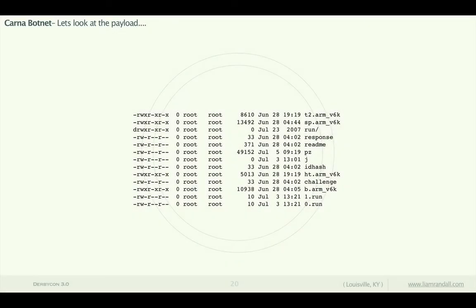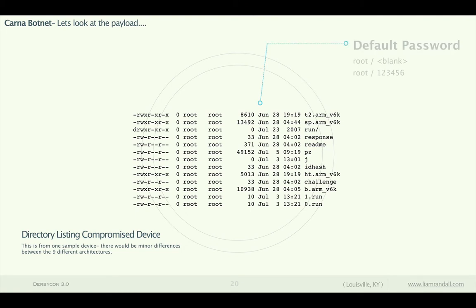So let's take a look at the payload itself. This is a directory listing of a compromised device. Now this is just a sample. We believe there were multiple revisions, and there would obviously be some minor differences between the 9 unique architectures that they targeted. For the device this was captured off of, the default password for this family of cameras is either root and blank, or root and 123456.